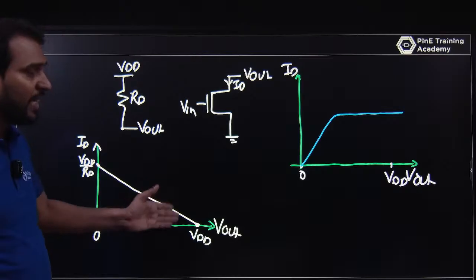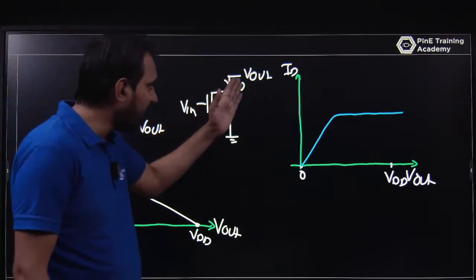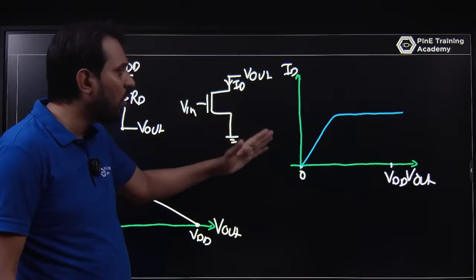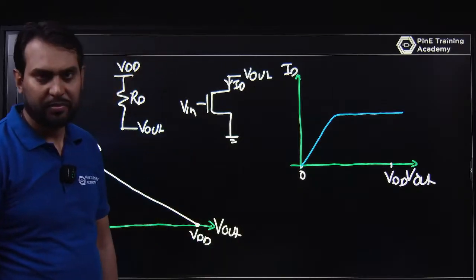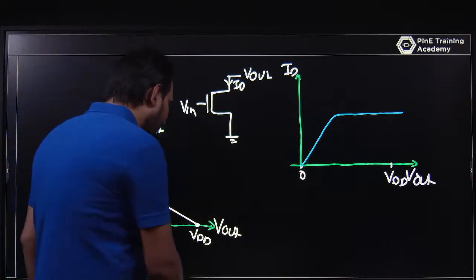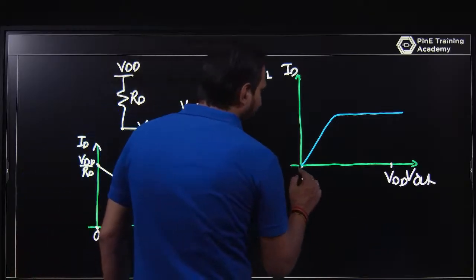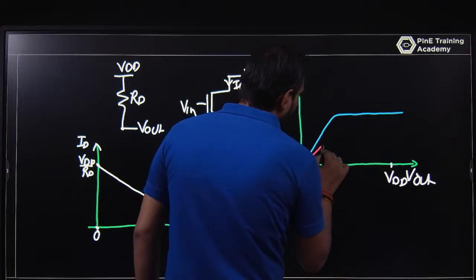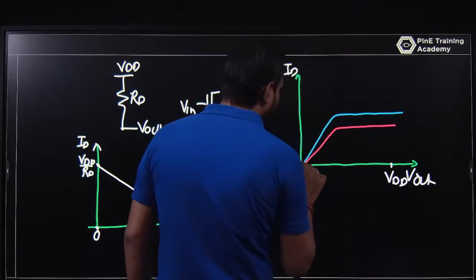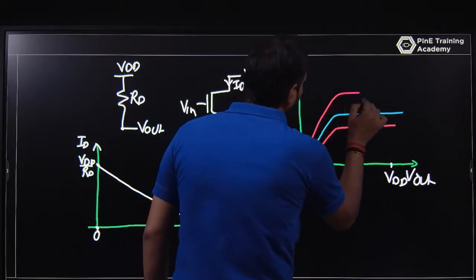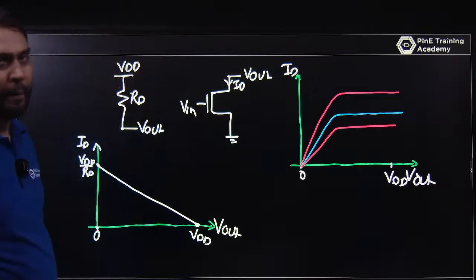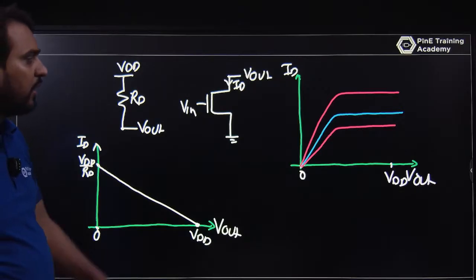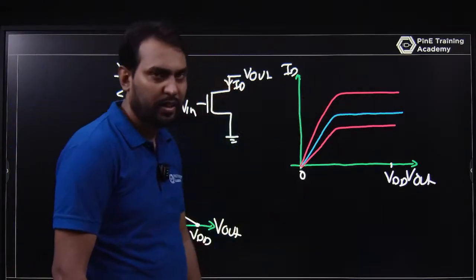Okay, so this is happening. If the Vout is changing from 0 to VDD and VGS is Vx, this input is Vx voltage, it is providing like this. You can change that Vx voltage. If the gate voltage is less than that, it will be like this and it will be like this. Yes or no? It depends on the gate voltage. This is Vx1, this is Vx2, this is Vx3.